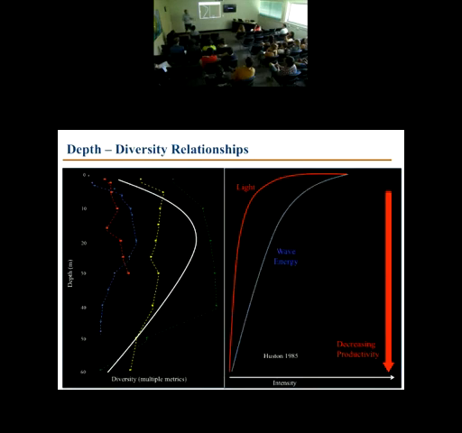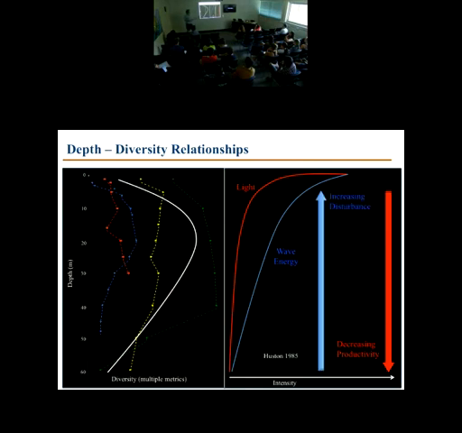What we also see is these different gradients. Wave energy is a great example. This is a disturbance gradient. In the shallow water, we're seeing a high frequency as well as a high intensity of disturbance. And as we go down the slope, it gets consistently more and more stable in deeper water. So we get increasing disturbance in the shallow water, and decreasing productivity in deeper water.